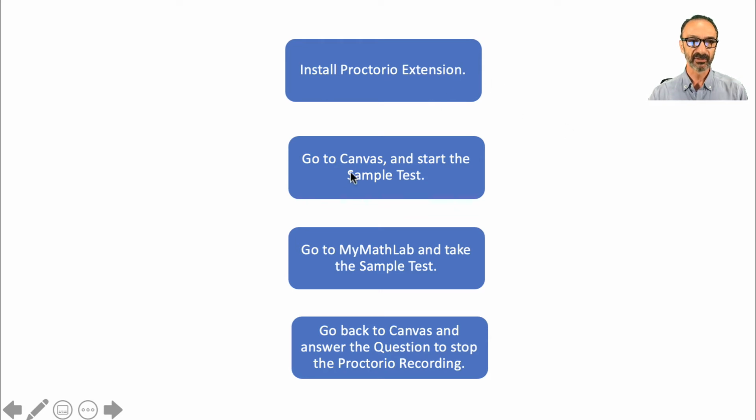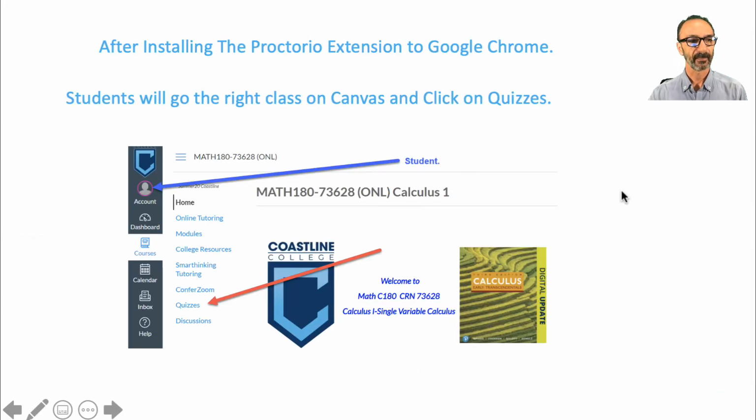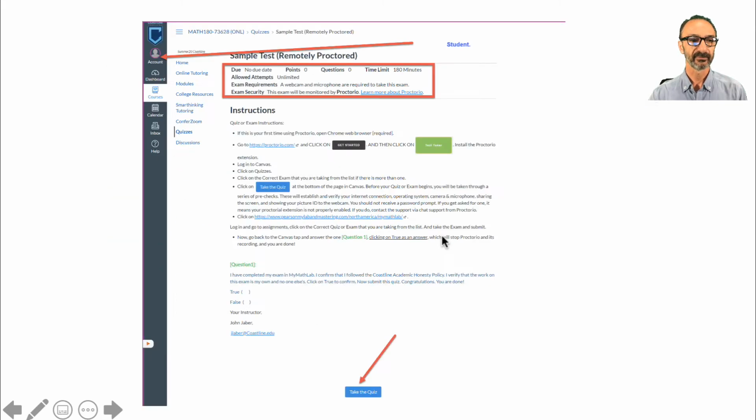Install the Proctorio extension, go to Canvas and start the sample test. Let's see. We are here. Let's do it. Now I'm acting as logged in as a student. You click on quizzes as a student. You click on the sample test. I'm going a little bit fast because there is no need to slow down. Everything is here. I'm going to do it with you. I'm going to record myself and do it with this video. So don't worry. Those are the instructions. You click on the quiz down.